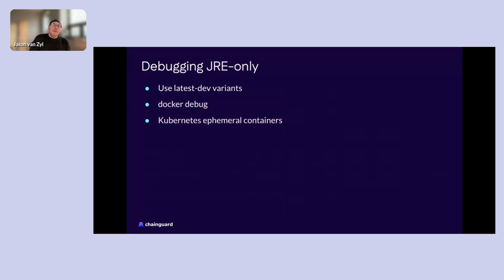So it often comes into play that you might want to inspect the image that you're working with. Because we have a reduced surface area, there are no shells, no other tools, and this can sometimes make debugging the images difficult. So there are dev variants of the JRE and JDK images if you need to shell into the image and take a look and see what's going on. I will briefly show you how that works.